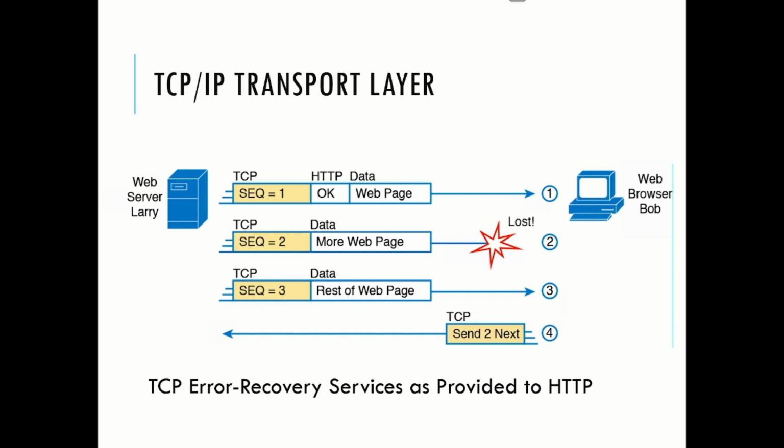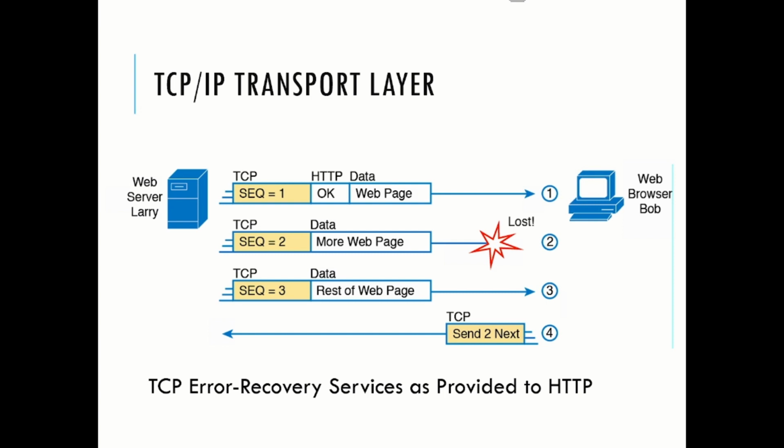The transport layer is quite intelligent: based on the sequence numbers, it can detect that he didn't receive sequence number 2. So the transport layer sends a request back to the server saying, hey, I missed sequence number 2. Can you please resend the sequence number 2 segment? Then the web server resends segment number 2 to the web browser. Now the web browser has sequence numbers 1, 2, and 3, so it can prepare the message to create a complete data communication.